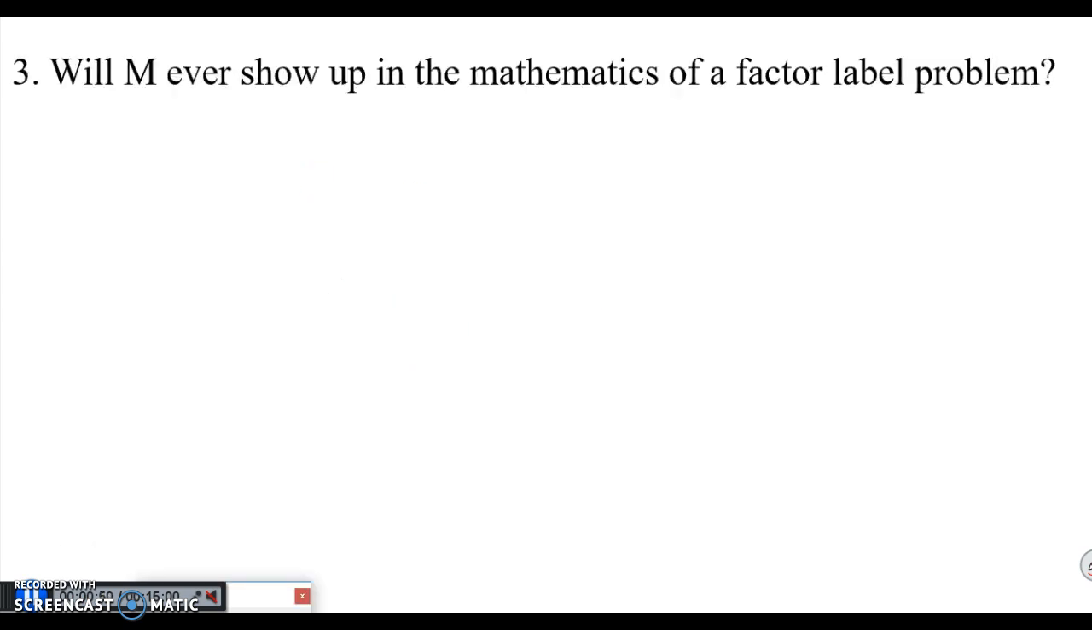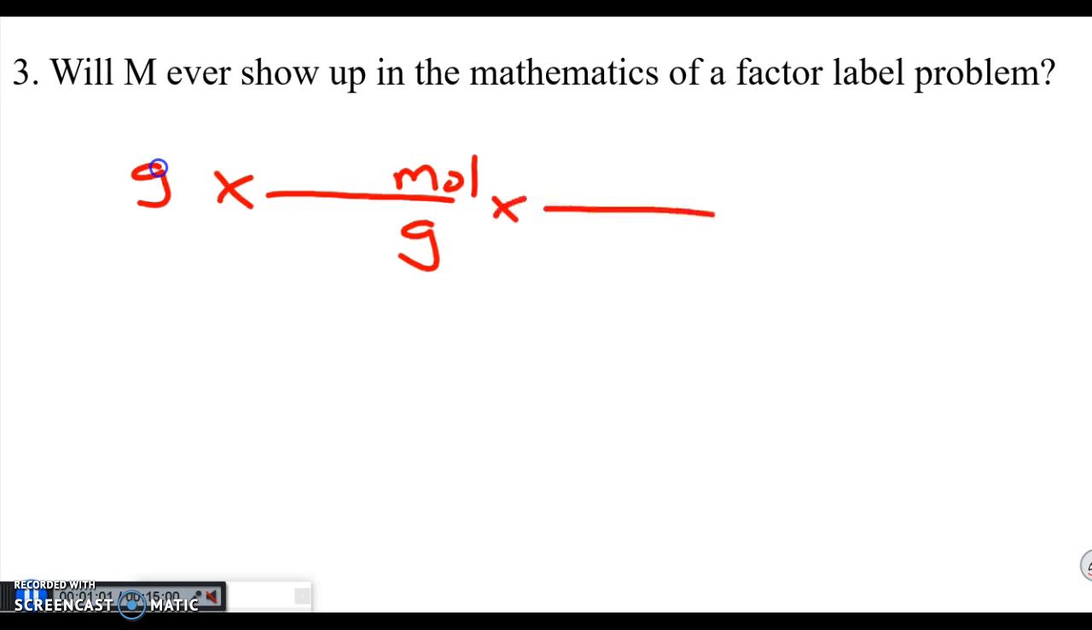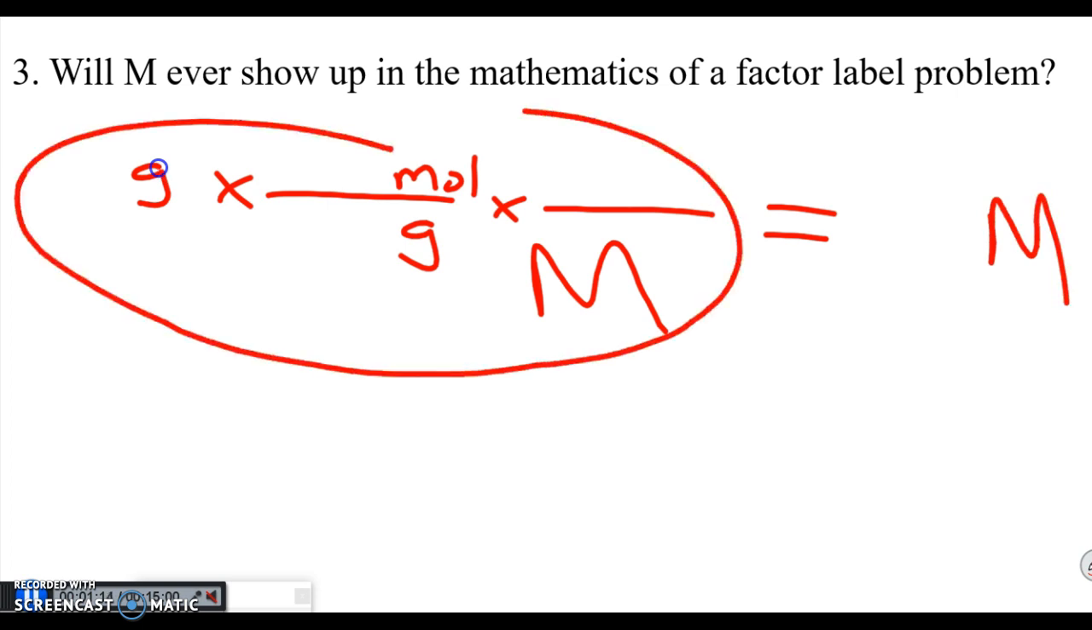Will a big M ever show up in the mathematics of a factor label problem? So you got some grams here, multiplication sign, grams, moles, and you keep on going, but you'll never see a big M show up on any of these steps. You may see it show up as an answer, but you'll never see it in the actual mathematics of a problem. So if you ever put this big M into a factor label problem, you did something wrong.